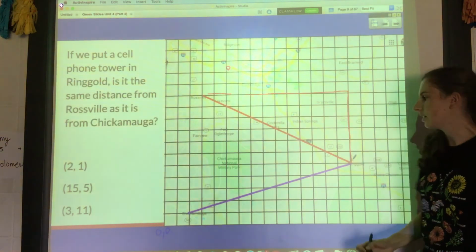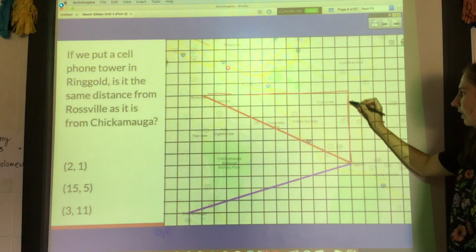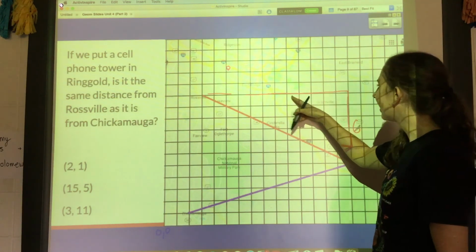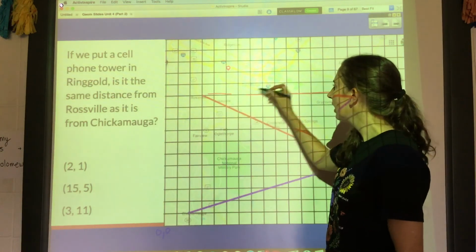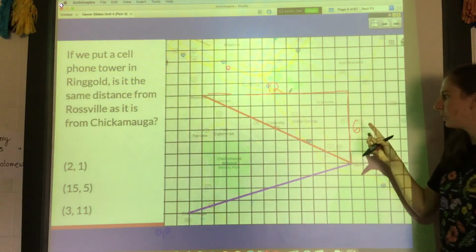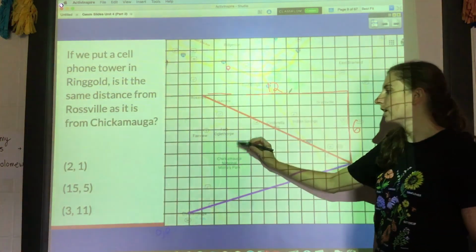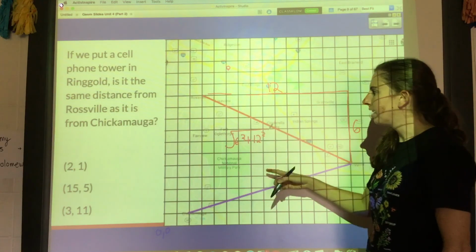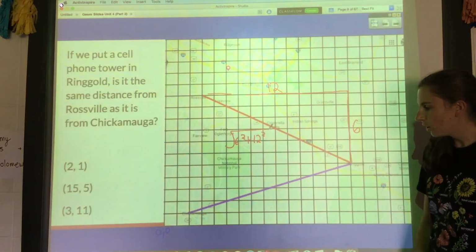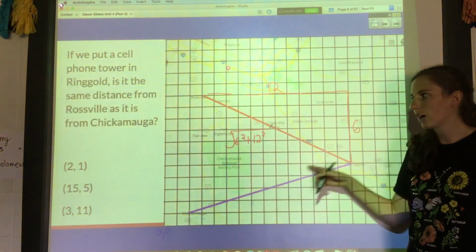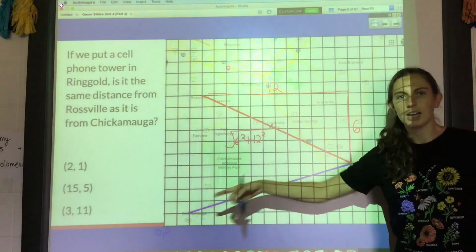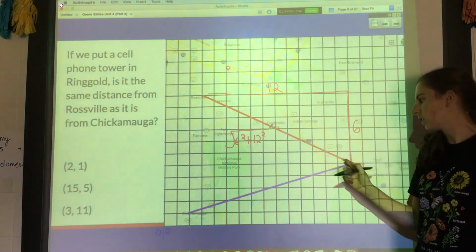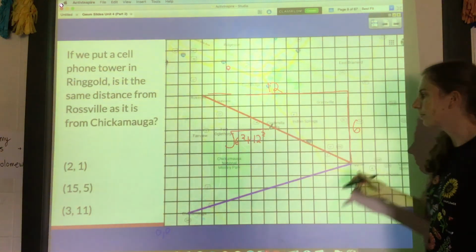And now I can count this stuff, because this is 1, 2, 3, 4, 5, 6. And 1, 2, 3, 4, 5, 6, 7, 8, 9, 10, 11, 12. And so if I do 6 squared plus 12 squared and then square root it, that will give me this length. Go ahead and try that. Go ahead and pause the video and try it for the length to Chickamauga as well, and see if you get the same thing or which one's closer to Ringgold.